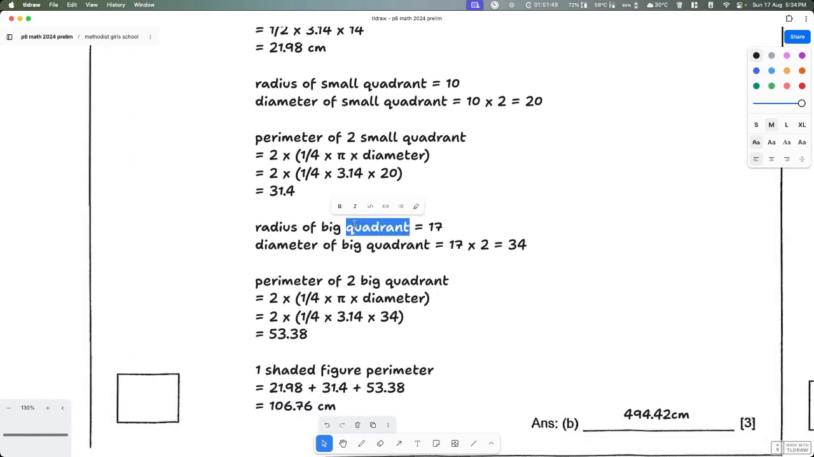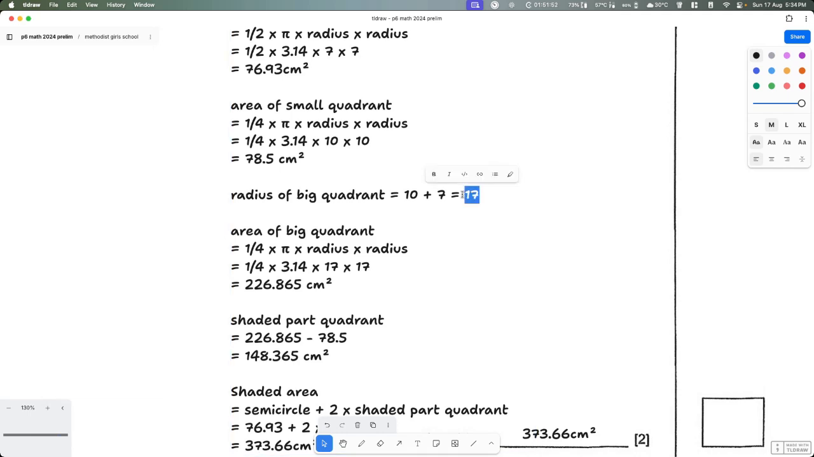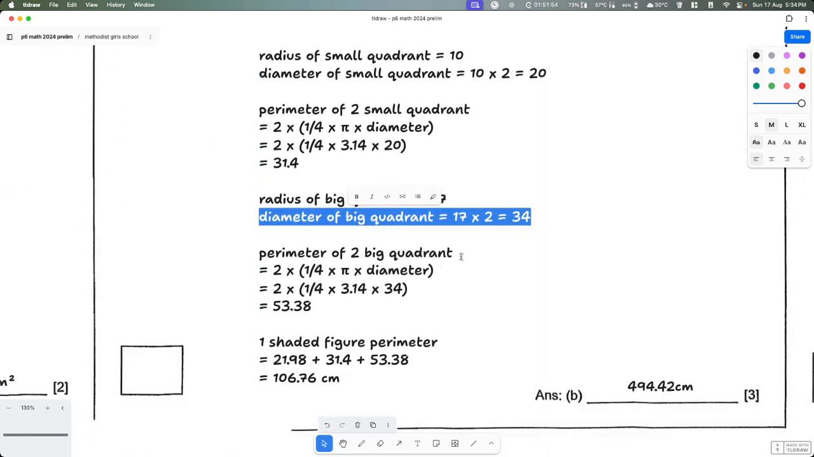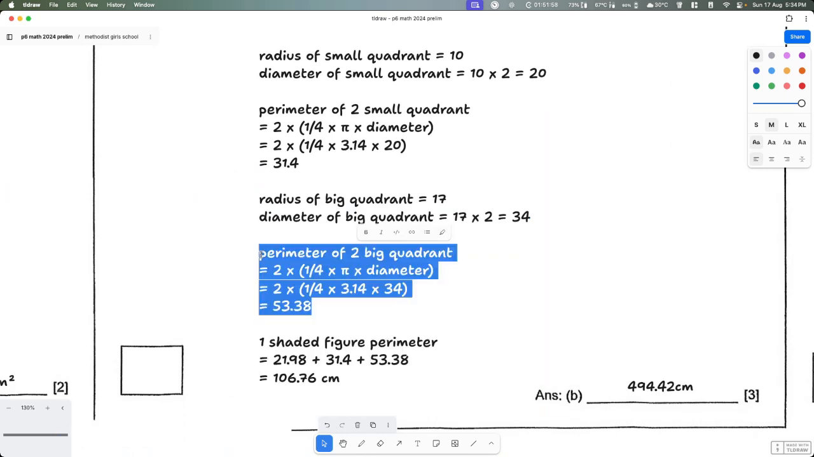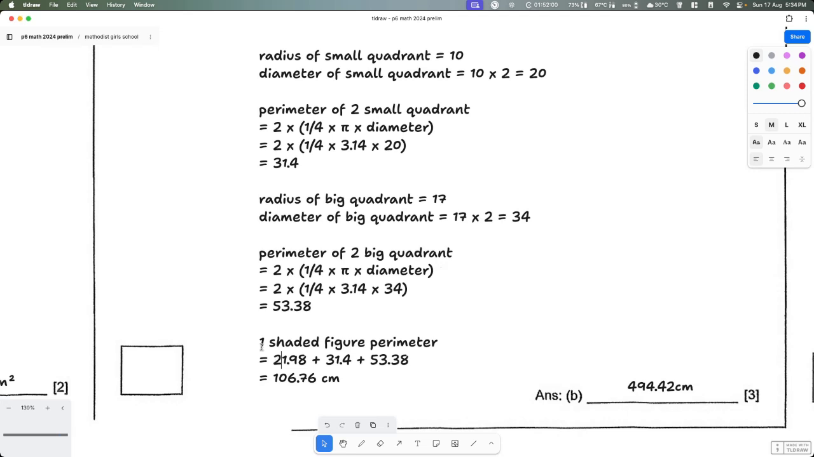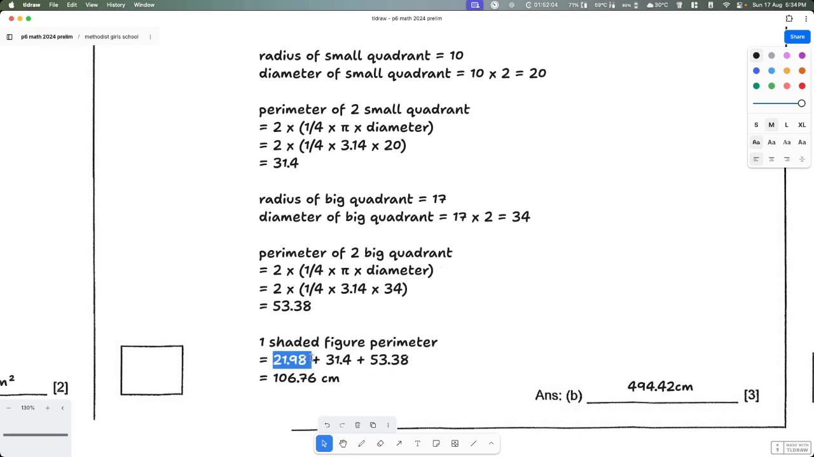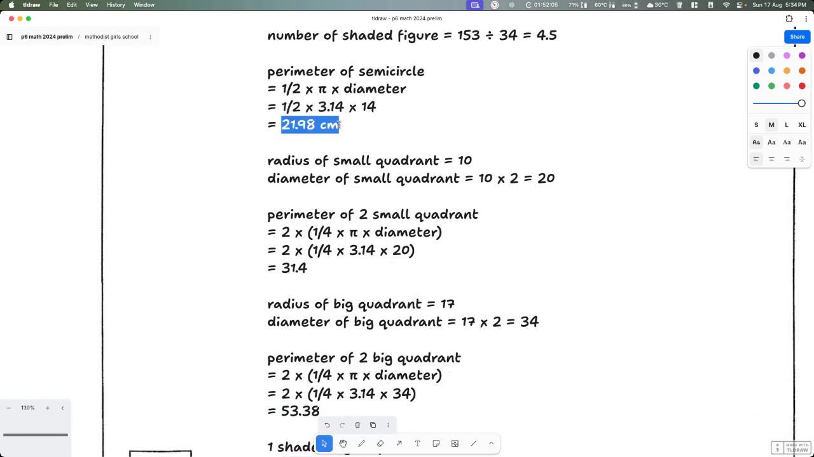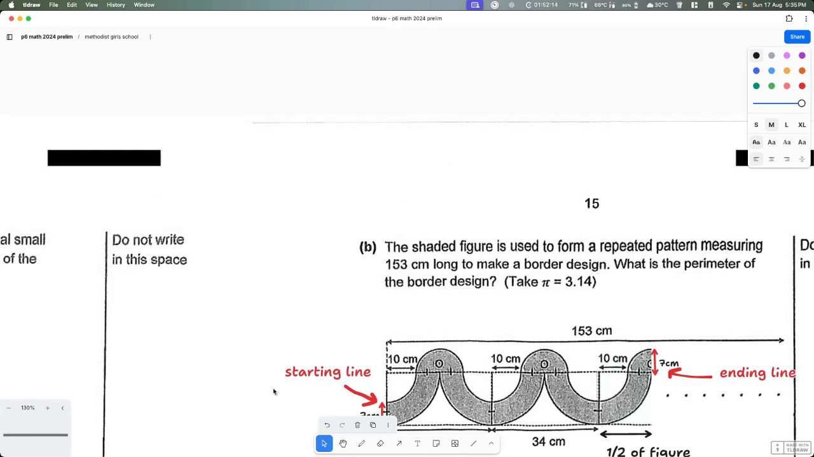For the big quadrant, it is 17. You can refer back to the answer over here, right? Radius of big quadrant. So we calculate the diameter for the big quadrant as well, and you just calculate the perimeter. So once you have done that, then you just add them to get the one shaded figure perimeter, which is 21.98 from the semicircle plus 31.4 from the two small quadrants. Okay. And then the last one is 53.8, which will give you 106.76, right?